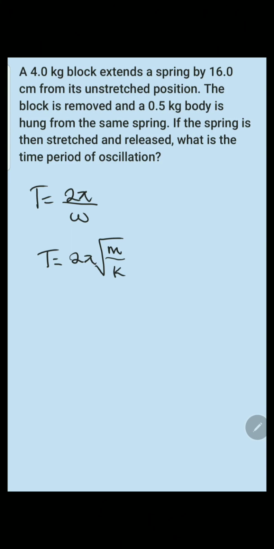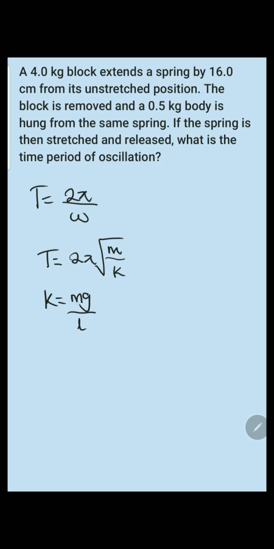Now the mass is given to be 0.5. We aren't given the spring constant, so we need to find the spring constant. From the formulas that we've generalized in our lessons, we have that k is equal to mg divided by the length.